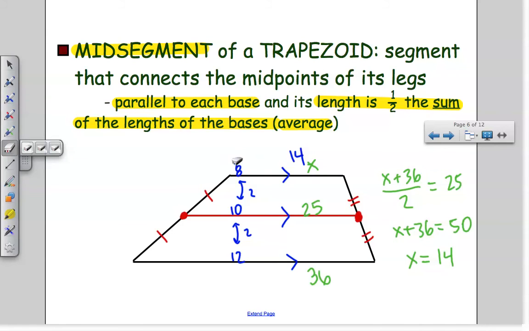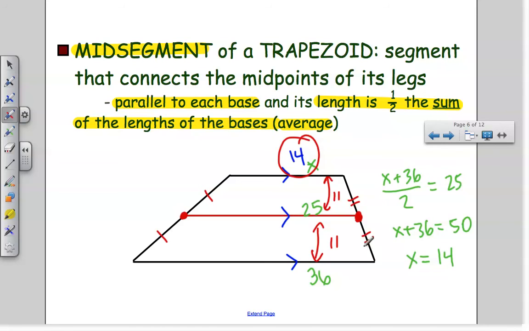The reason I'm bringing that up here is you can do the same. If you're looking for a base, you can say, well, I have the mid-segment in one base, and what's the difference between 25 and 36? If you subtract those, that difference is 11. So the difference here should be 11 as well. So you do 25 minus 11, and hey look, you get 14 that same way.